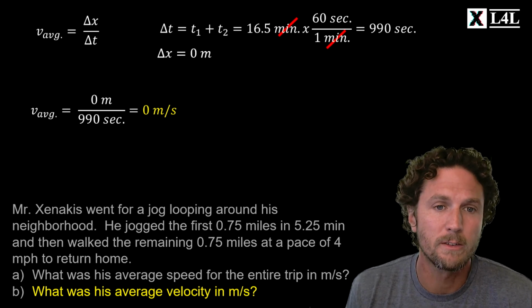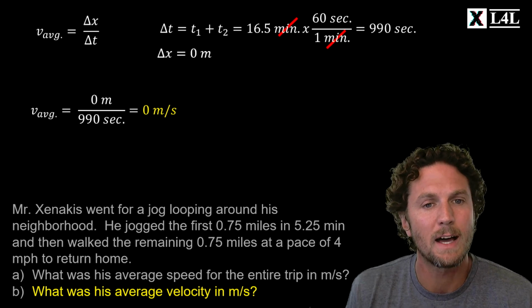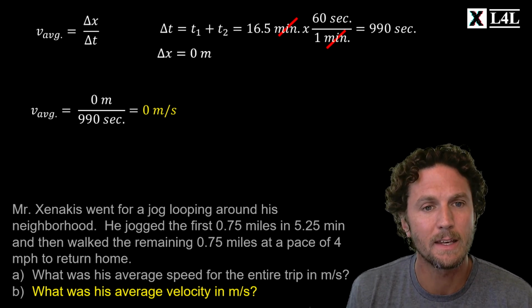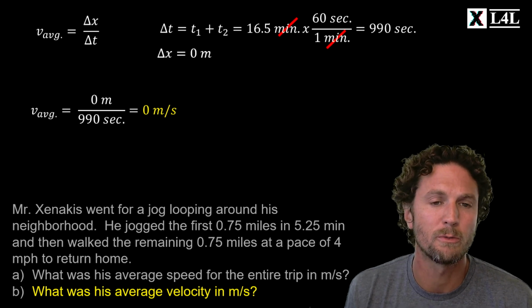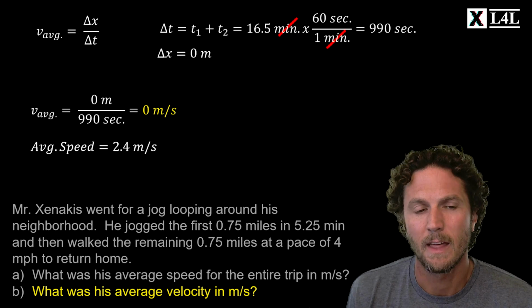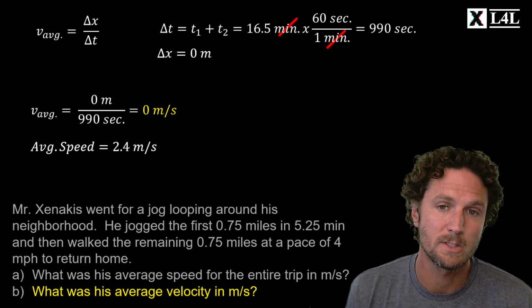Regardless of how long it took us to get back to the same position that we were in, the velocity is going to be 0 meters per second. And then again, if you compare this to the 2.4 meters per second for your average speed, you can see that velocity and speed are not the same thing and need to be treated as such differently.